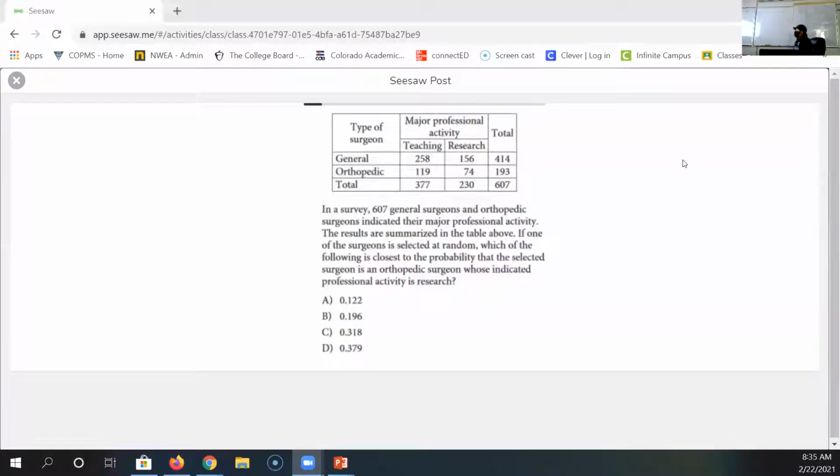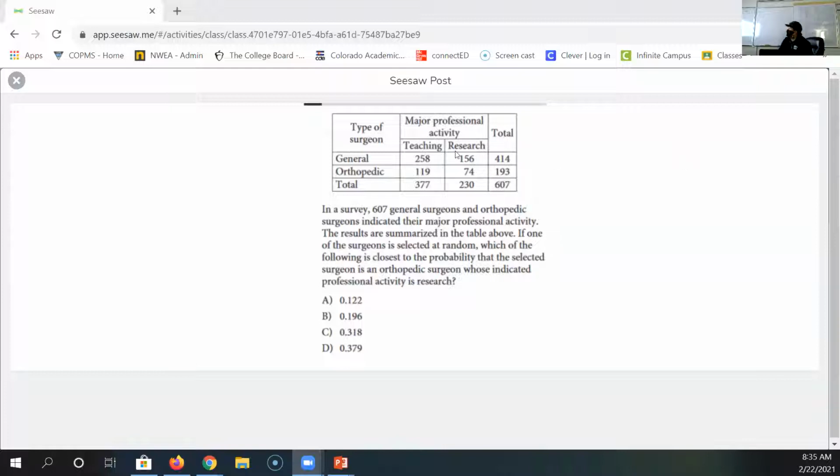The problem says that in a survey of 607 general surgeons and orthopedic surgeons, each indicated their major professional activity. The results are summarized in the table above. One of the surgeons is selected at random. Which of the following is closest to the probability that the selected surgeon is an orthopedic surgeon whose indicated professional activity is research? So what we want to do is narrow down this exact individual, right?